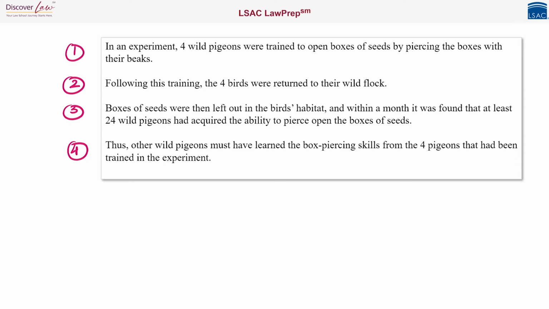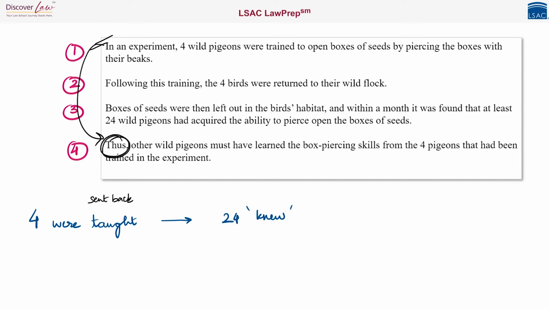So if you look at the argument here, it says that 4 were taught something and then sent back. Then you saw that a month later 24 of the birds knew it, and then the conclusion of this experiment, as you can see from the word thus, indicates that it's a conclusion. The conclusion is that those 4 must have taught the others.